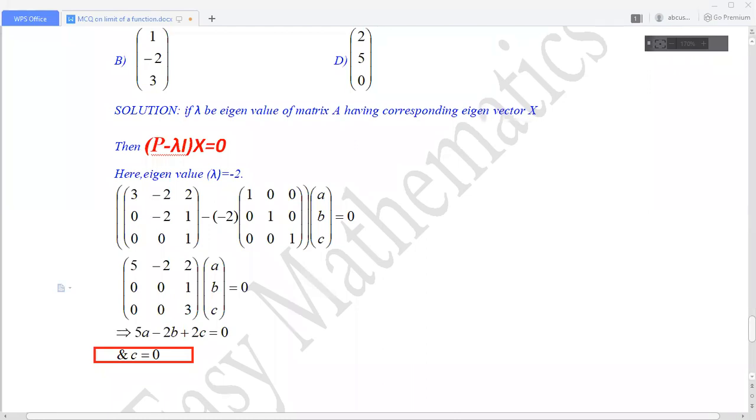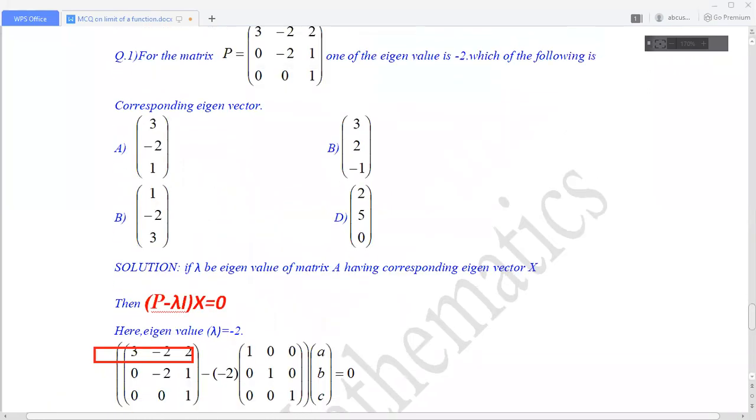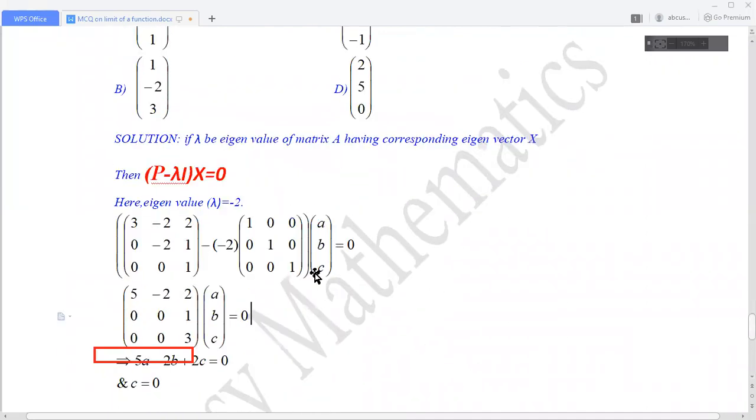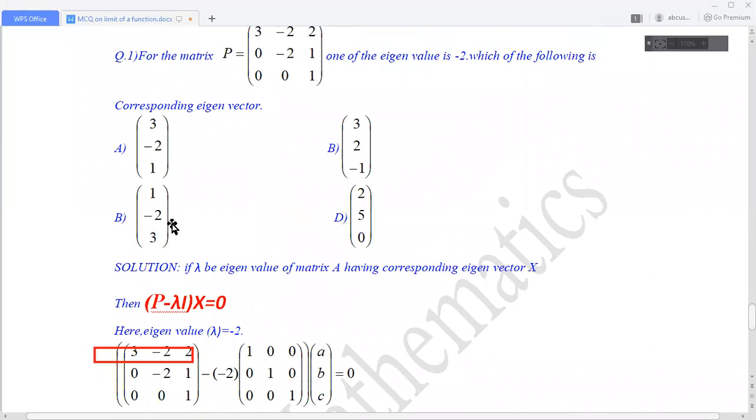4 options are given. Here we have just obtained the value of c as 0, and c is the third component of this vector. C should be exactly 0. Among these 4 options, in option D, the third component is 0. This is the position of c. The third component is just c. So here we can see this third component is 0.